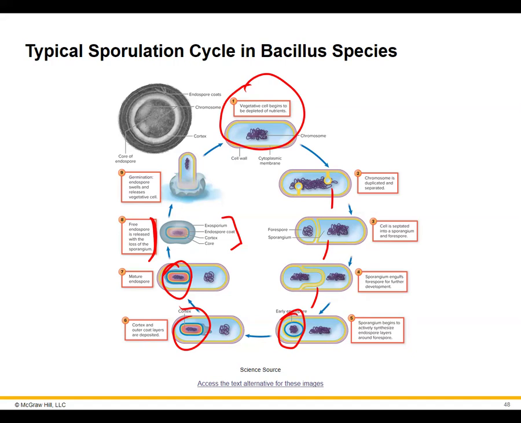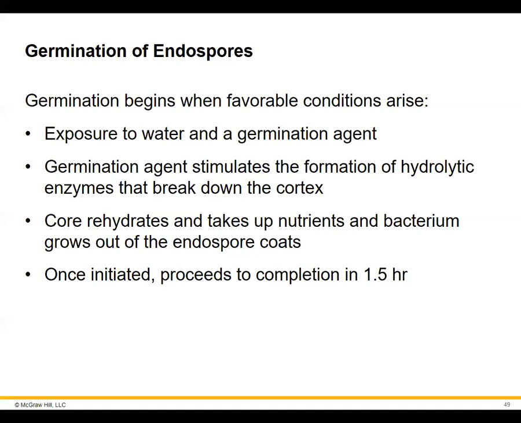So it's going to germinate and create a new vegetative cell and then start the cycle again if you want to. It takes about 1.5 hours to germinate, to go from an endospore to an actual working bacteria, which is why the powder form of anthrax is so effective. So you just breathe it in a little bit and suddenly you've got anthrax growing in your lungs within an hour and a half of sniffing up the endospores.